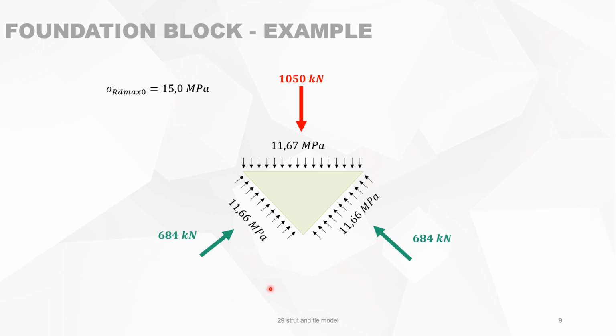We can now make a small sketch. You see this is the node on top of the foundation block with the acting force 1050, which gives you a stress of 11.65, and then on the left and right hand side we have a similar stress coming from the concrete struts. The maximum allowable was 15, so this is all right.